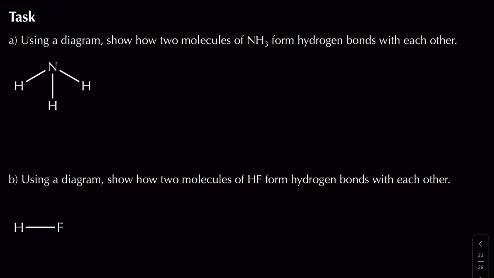I want you to have a go at the following two examples. I want you to draw a hydrogen bonding diagram for ammonia and then one for hydrogen fluoride, following the steps that of course we did in the worked example itself. Feel free to pause the video and have a go at the following.